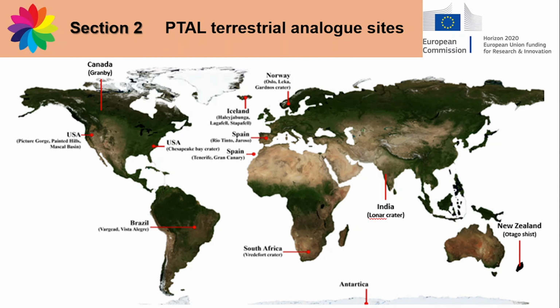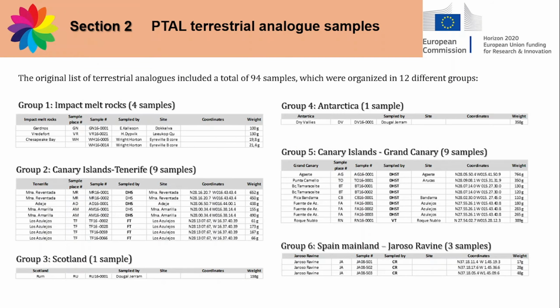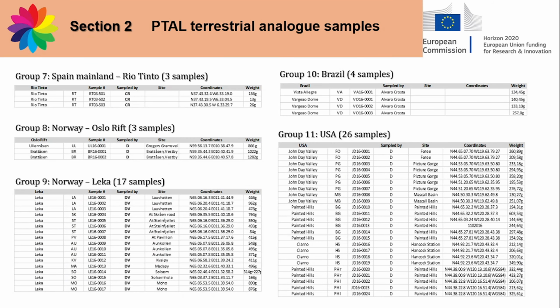So back in 2016, the PTAL consortium, the people working on the PTAL project, has been traveling around the world to collect several materials, several terrestrial analogs from different locations. And as you can see in this summarizing table, at the beginning, the PTAL project included a total of 94 samples, which were organized in 12 different groups. So we have impact melt rocks, we have samples from the volcanoes in Canary Island. We have samples from Antarctica, from the Jaroso and Rio Tinto locations in Spain, and so on.